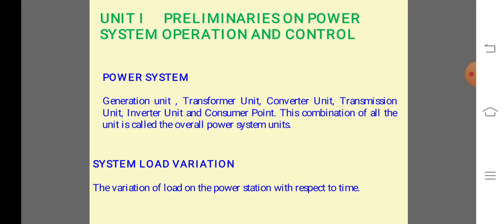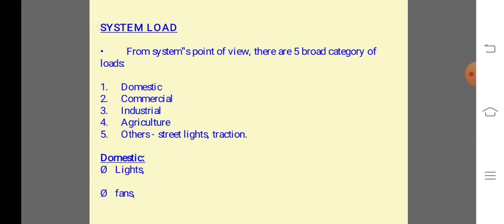A power system can have a generator unit, transformer unit, converter unit, transmission and inverter unit, and consumer point. This combination of all the units is called the overall power system units. Next we go through the system load variations. In this, load variations can be segregated into two broad categories.